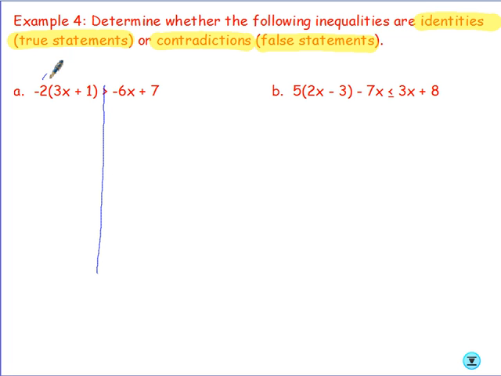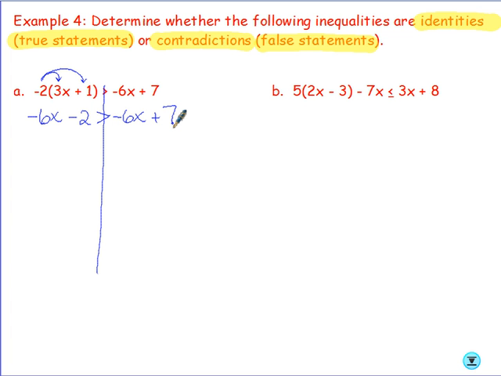Let's go ahead and distribute. Negative 2 times 3x is negative 6x. And negative 2 times positive 1 is negative 2. Keep the symbol the same. Keep everything else the same. Distributing's done. There are no like terms.